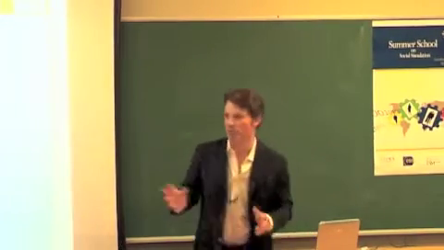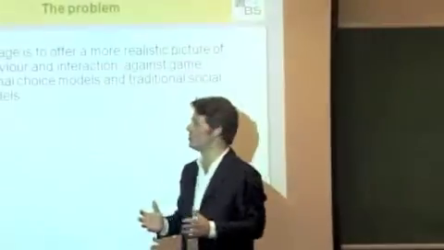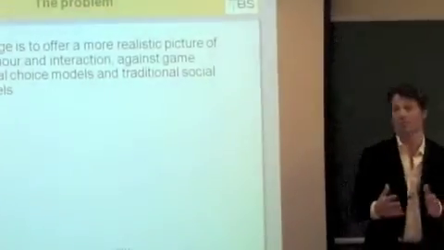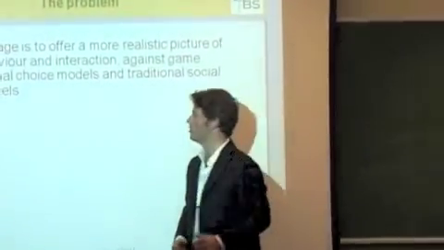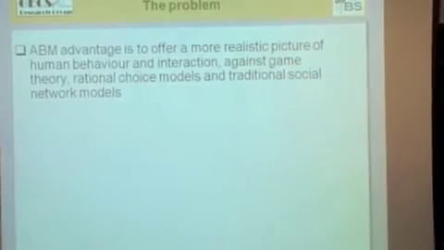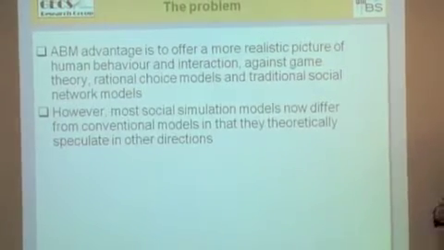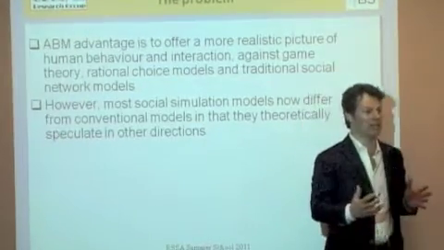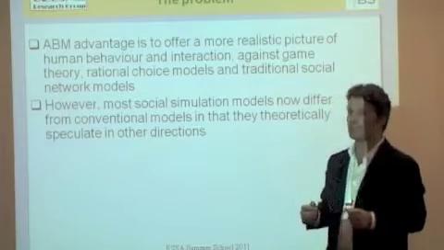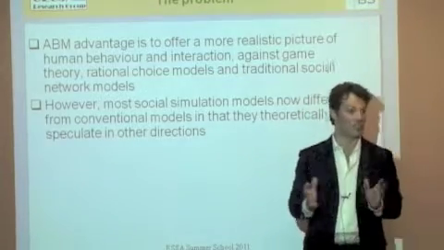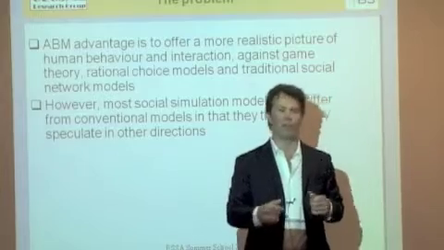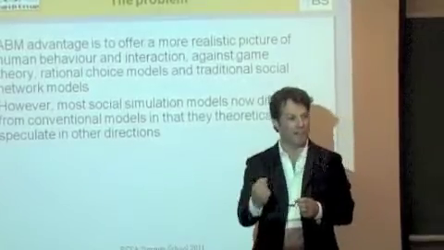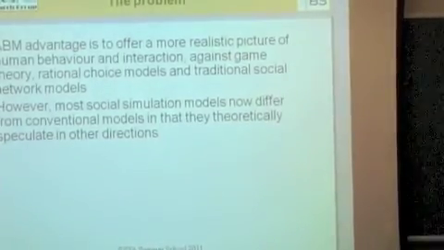What is the problem? Okay, the problem is, as I said, one of the crucial advantages of ABM is that they offer a more realistic picture of human behavior and interaction with respect to conventional approaches like rational choice, game theory, and so on. But, as I suggest, the problem is that we are not taking this advantage seriously, in the sense that at the moment, in many cases, we are just exploring alternative theoretical assumptions, which could be good, which are probably more realistic than rational choice models, but that are not empirically verified, not in many cases.